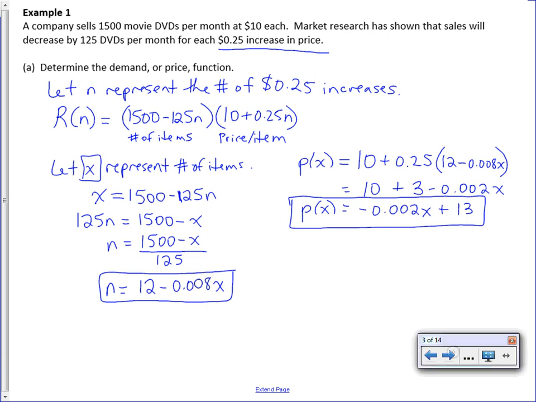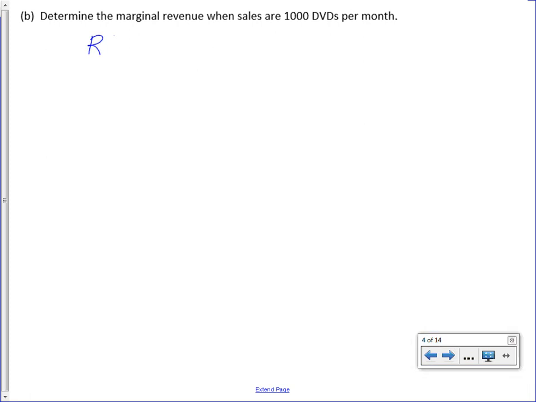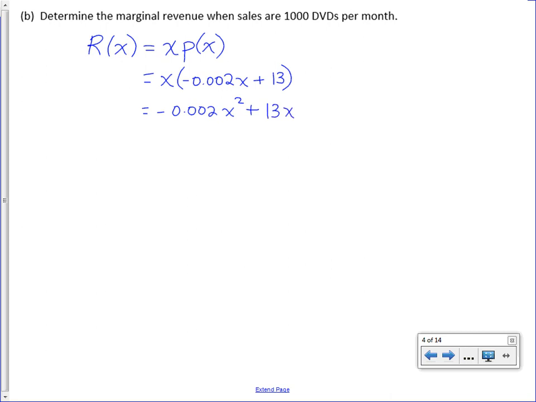So my revenue function is going to be X times the demand function, so X times negative 0.002x plus 13. There's my demand function times the number of items, so that's your revenue. Now, I'm not going to force you to do product rule here if you don't want to. Would it be simple enough to just distribute that x? So negative 0.002x squared plus 13x. Everything else here is going to be golden and easy.